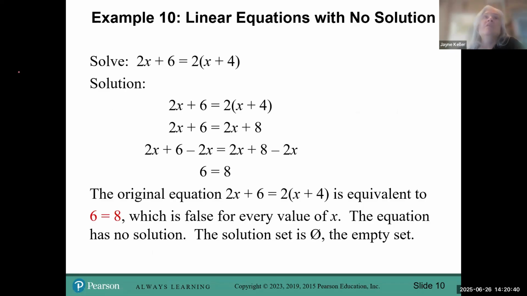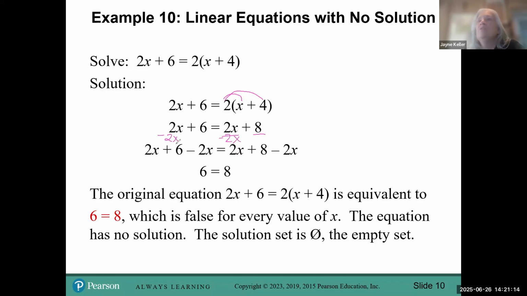All right, so let's look at a little bit more complex equation here. On the left side, I'm as simple as I can be for that expression. But on the right side, I can distribute. So I'm going to go ahead and do that distributing: 2 times x for 2x and 2 times 4 for 8. Once I get to here, remember, I only want x's on one side of the equation. So to get the x's, what I'm going to do is subtract 2x.